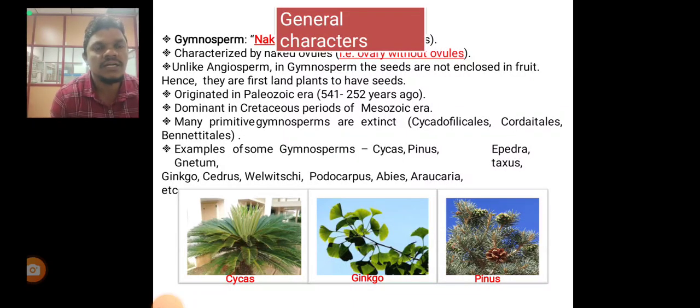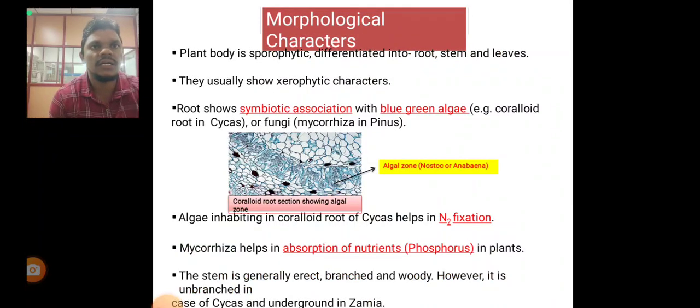For example, they appeared in the Paleozoic era, 541 to 252 million years ago, and were dominant in the Cretaceous period of the Mesozoic era. Many primitive gymnosperms are extinct, for example Pteridospermales, Cordaitales and Bennettitales. These extinct plants are the primitive gymnosperms. Some gymnosperms are still present, such as Cycas, Pinus and Gnetum, and also Ginkgo. These are called gymnosperms.